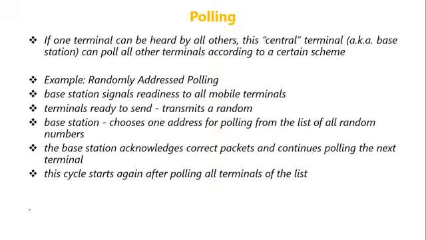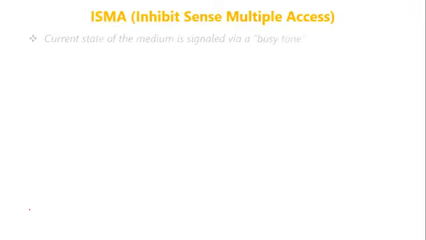The next kind of medium access technique that we'll be discussing is ISMA. ISMA stands for Inhibit Sense Multiple Access technique. Here the current state of the medium is signaled through a busy tone or an idle tone, which acts as an indicator.